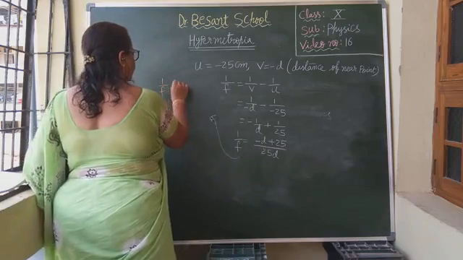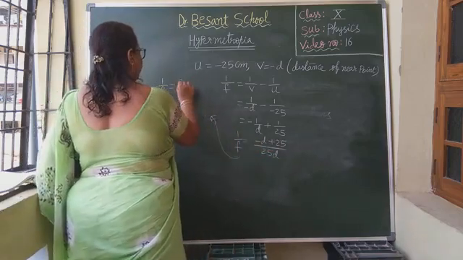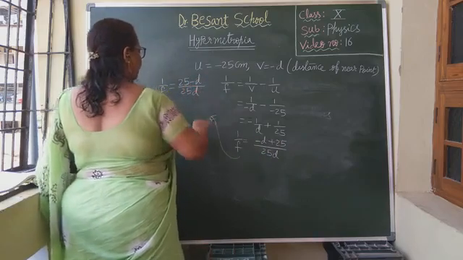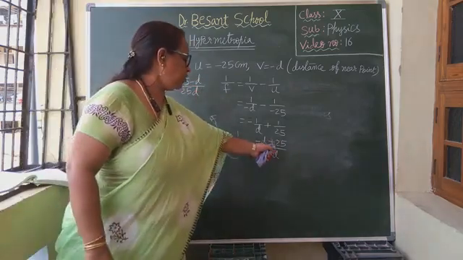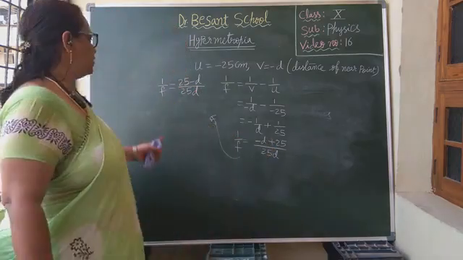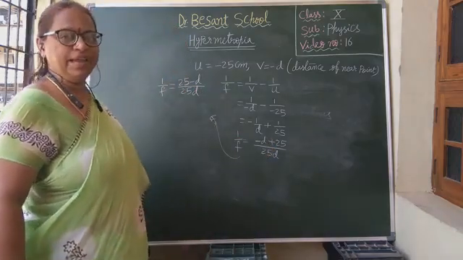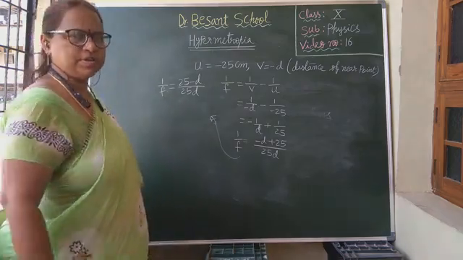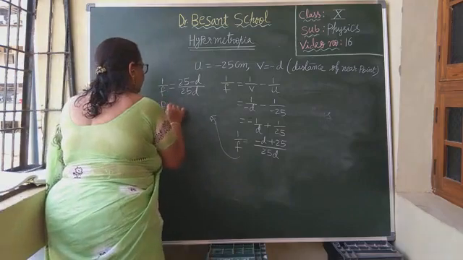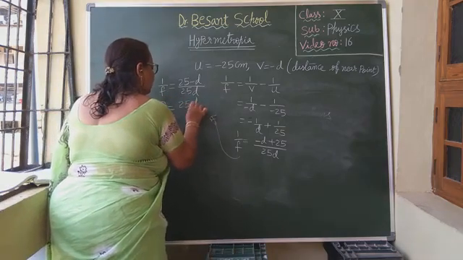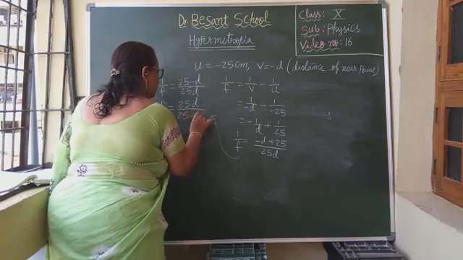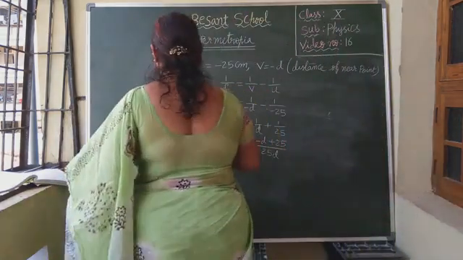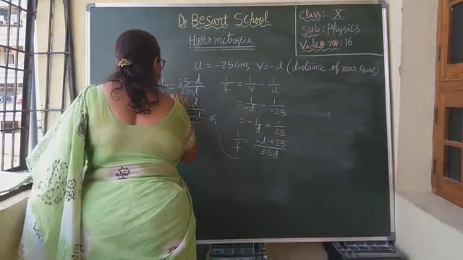1 by f equal to minus d plus 25 can be written as 25 minus d by 25d. Can I write or not? First I wrote the positive term, next the negative term. So 1 by f equal to 25 minus d by 25d. We want f, the focal length, so shall we take the reciprocal on both sides? Then what will you get? f equal to 25d by 25 minus d.